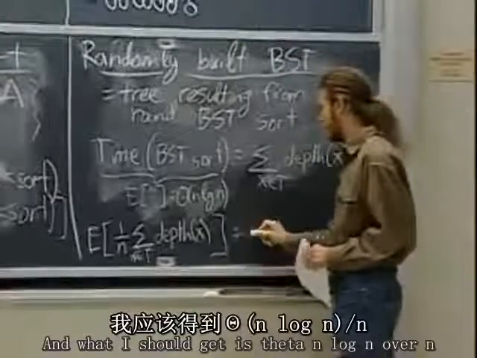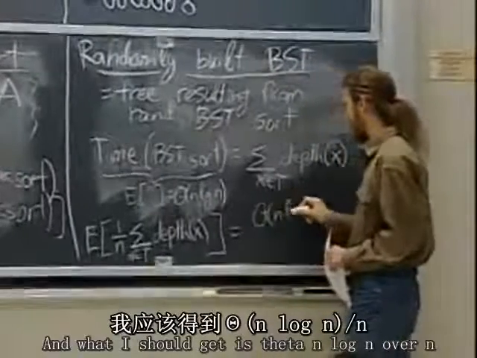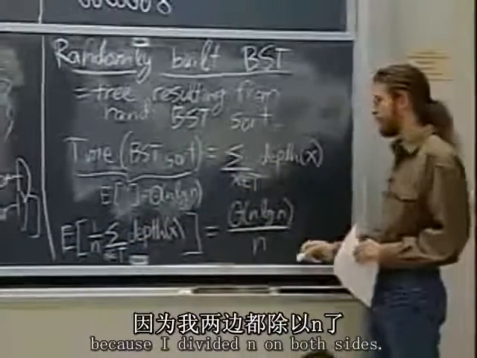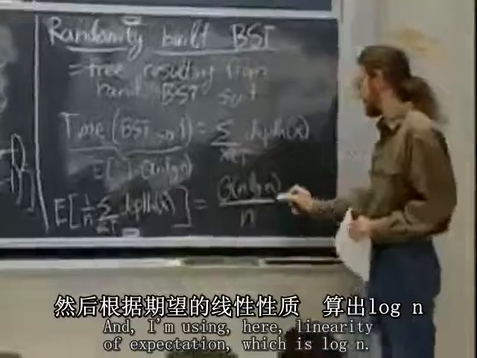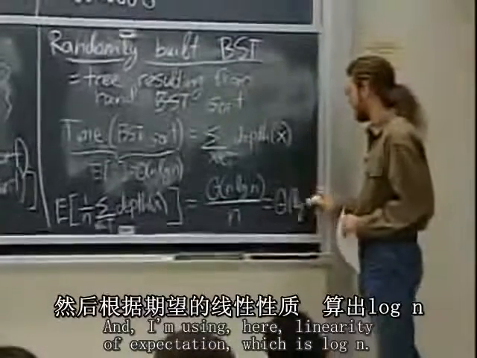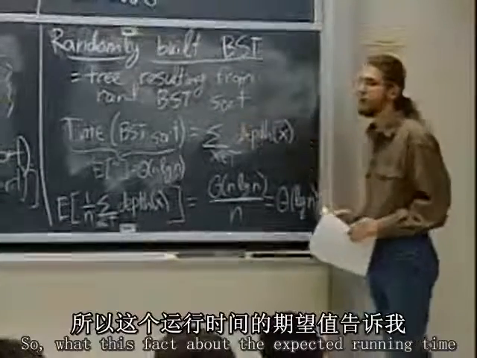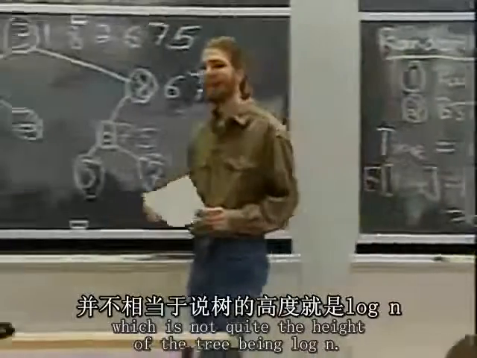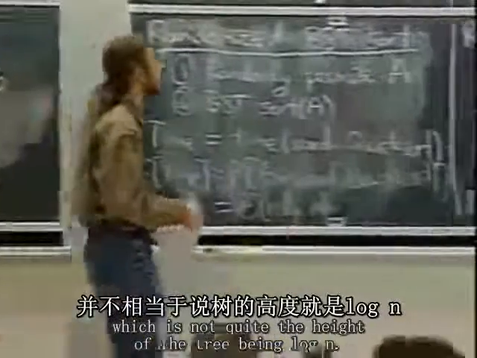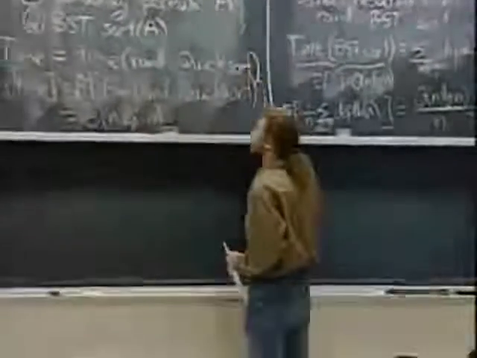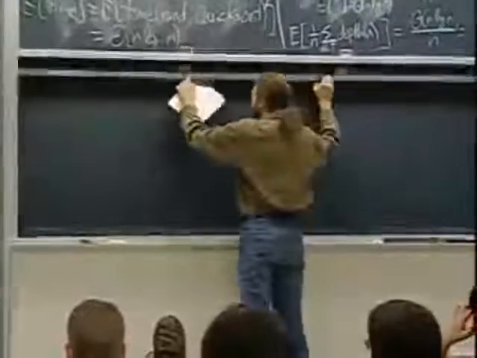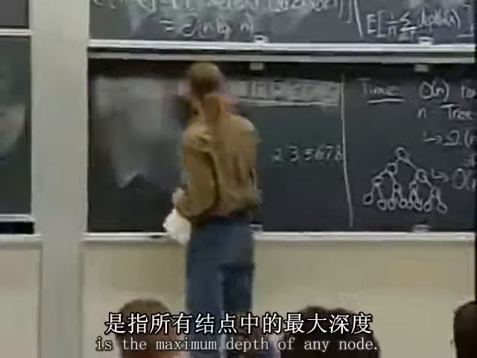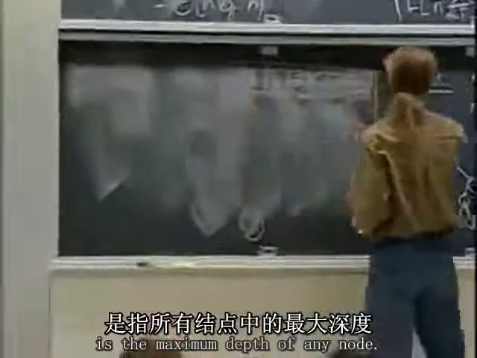And what I should get is theta n log n over n, because I divided by n on both sides. And I'm using here linearity of expectation, which is log n. So what this fact about the expected running time tells me is that the average depth in the tree is log n, which is not quite the height of the tree being log n. Remember, the height of the tree is the maximum depth of any node. Here we're just bounding the average depth.